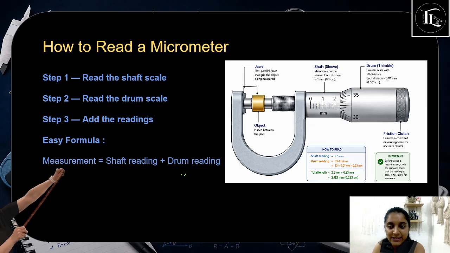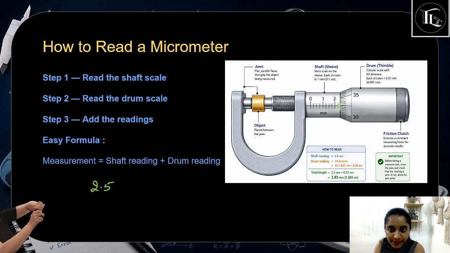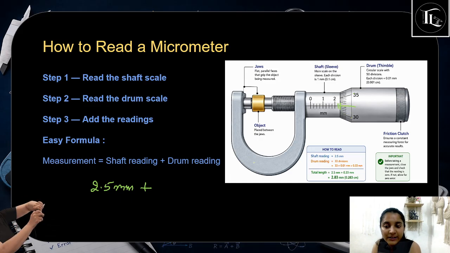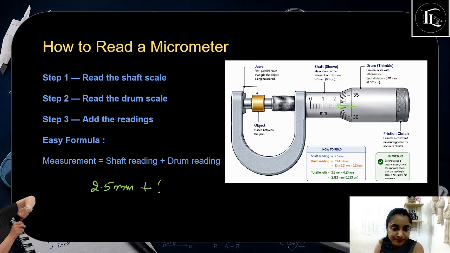So we can see that for the shaft reading, let us say this is 2, and so it will be like 2.5. This is in millimeters. And then we need to add the drum reading. Now, what is the drum reading? If you see, this is 30 and this is 35. So it's in between and it's coinciding. So let us say it is 33 divisions.